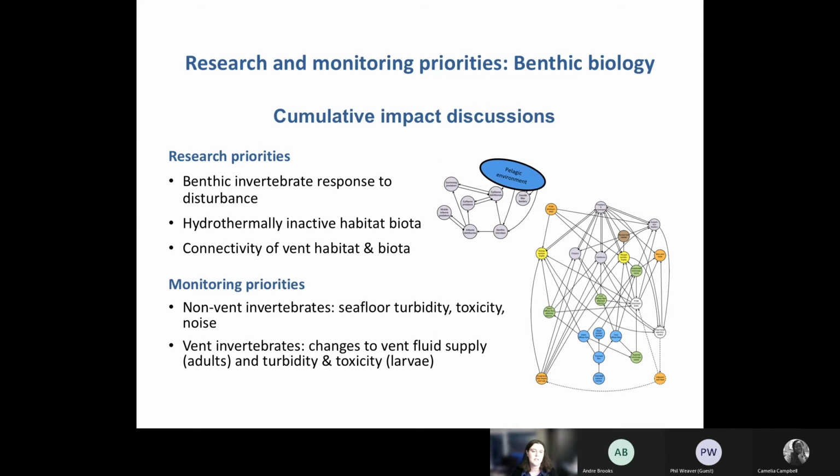Staying with the benthic biology in terms of the group discussions on cumulative impacts, again, various research priorities were identified and how these could translate into monitoring priorities. So some of the ecosystem components that were thought to have a particularly negative response to the exploitation pressures included non-vent invertebrates, and these were deemed to be particularly likely to have negative responses to increases in seafloor turbidity, any potential toxicity and noise, and also the vent invertebrates, which were potentially sensitive to changes in vent fluid supply for the adult organisms, or also introduced turbidity and toxicity from exploitation pressures for the larvae in the water column.